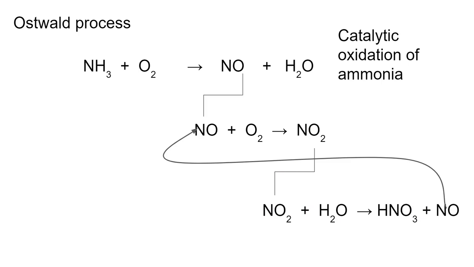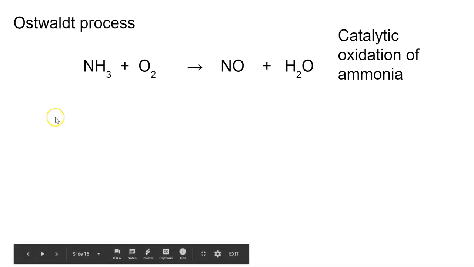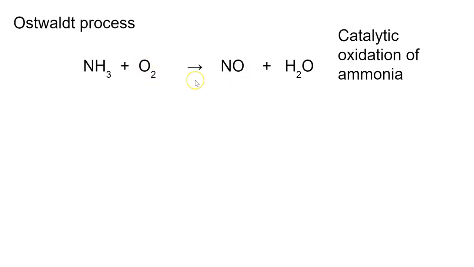So now let's see if we can balance these equations. I think that's the hard part of the Oslo process to memorize. Let's start with our basic equation. First we check the amount of nitrogens. Nitrogens look okay. I always keep the oxygens for last.